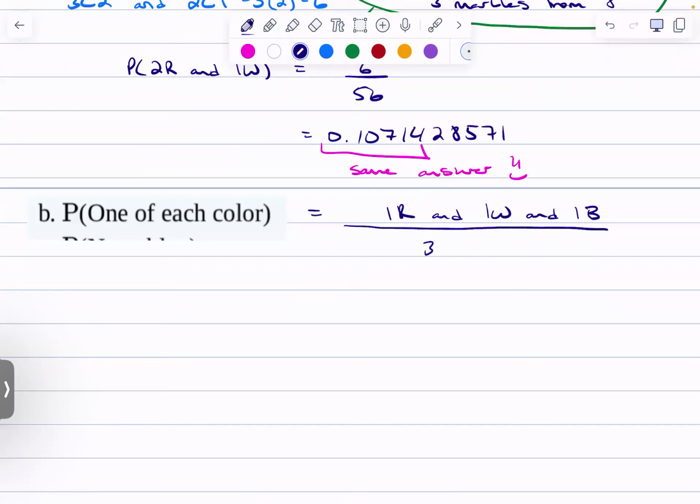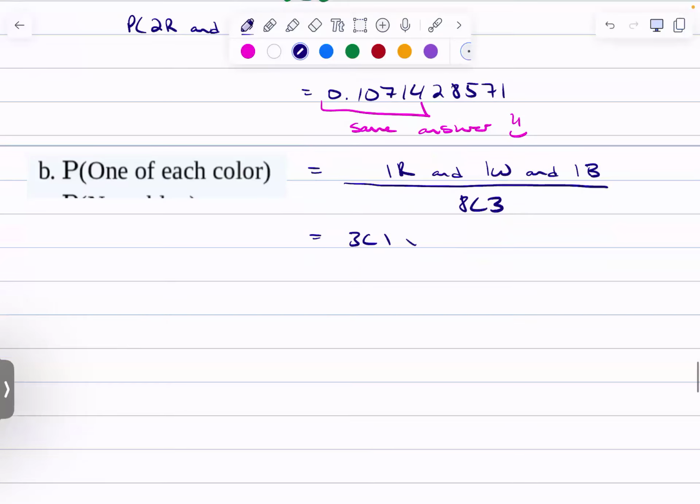Over 3 from 8, or 8 choose 3. Maybe I'll just write it properly. So to choose one red one, that's going to be 3 choose 1 times one white one. There were 2 white ones initially, 2 choose 1, and 1 blue one. There were 3 blue ones initially, 3 choose 1, divided by 8 choose 3.